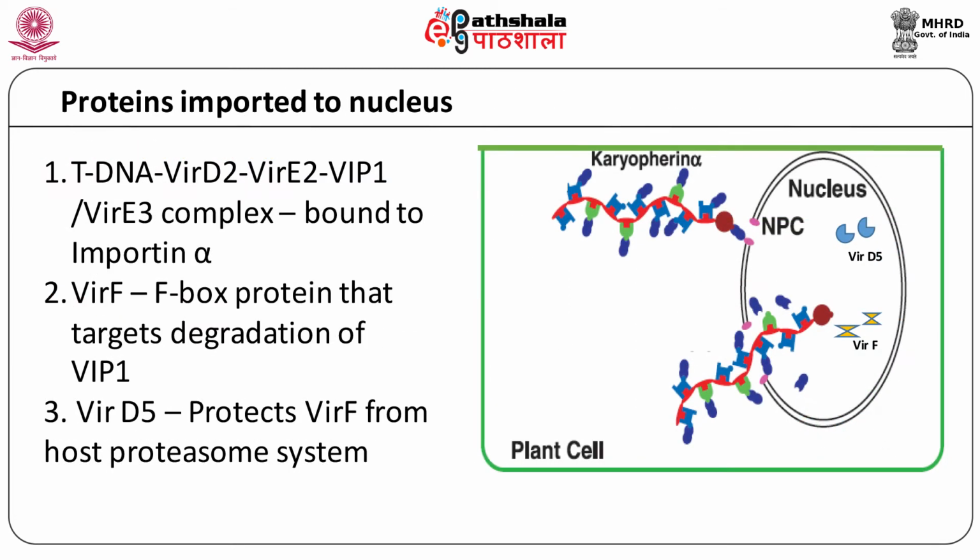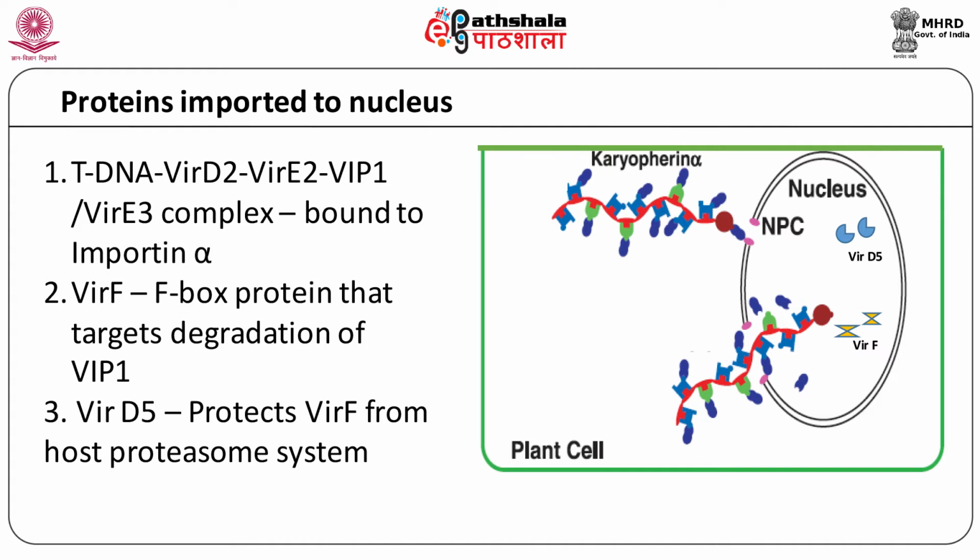Nuclear localization signals on VirD2, VirE3 and VIP1 are recognized by importin alpha, which binds to them and carries the T complex to the nucleus. The plant protein VIP2 is a transcriptional activator and binds to VIP1 in order to get transported to the nucleus. VirD5 and VirF also have nuclear localization signals that transport them directly into the nucleus.